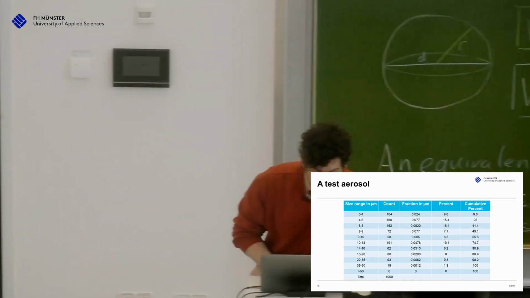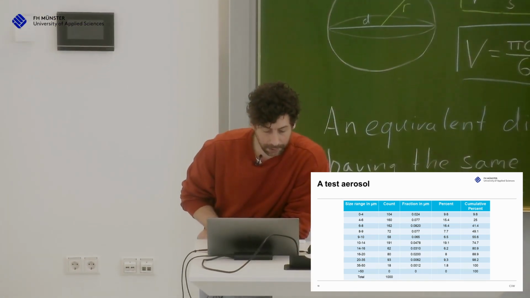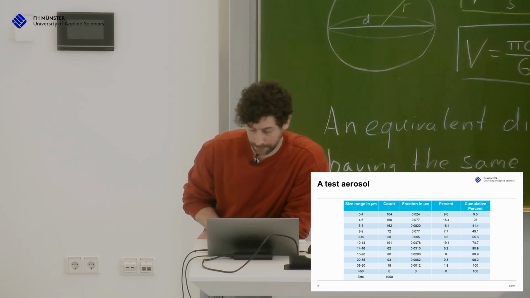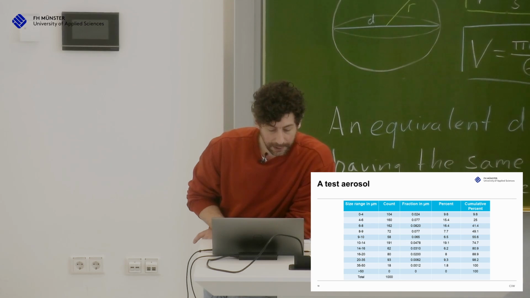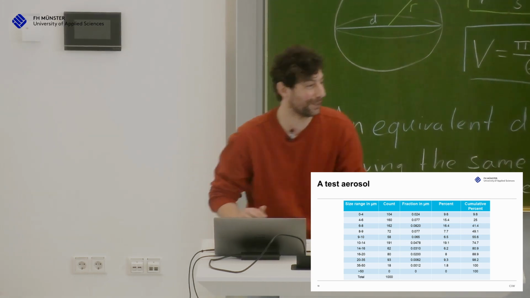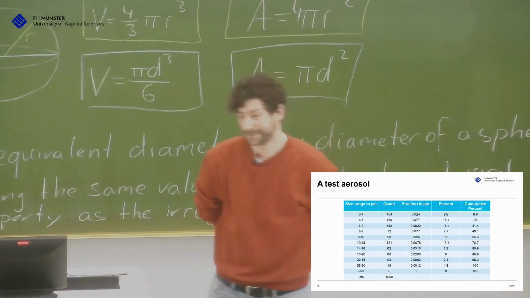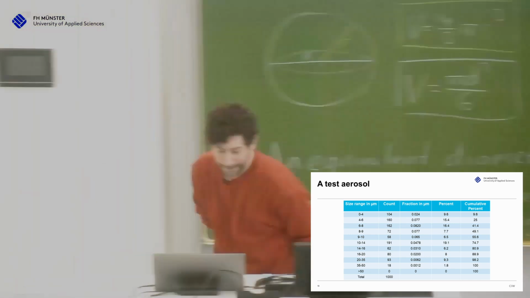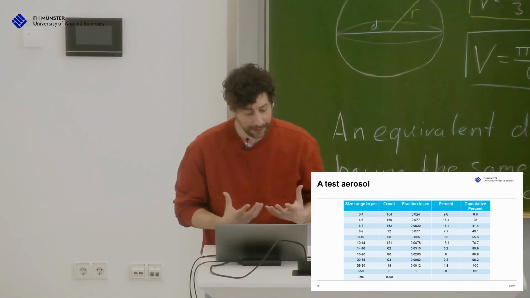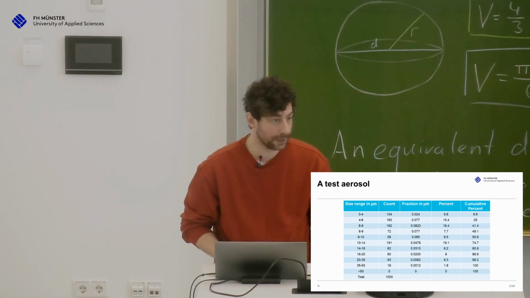So you count here, okay, so you have 104 particles in the size range 0 to 4. And you have 160 particles 4 to 6 microns. And by some weird coincidence, we directly have 1,000 particles. You can imagine if this is a real measurement or if these are random values. But here something already happened, and this is the grouping.